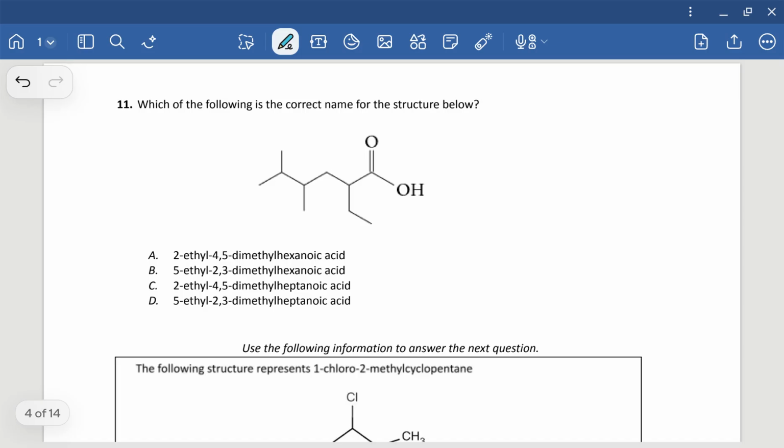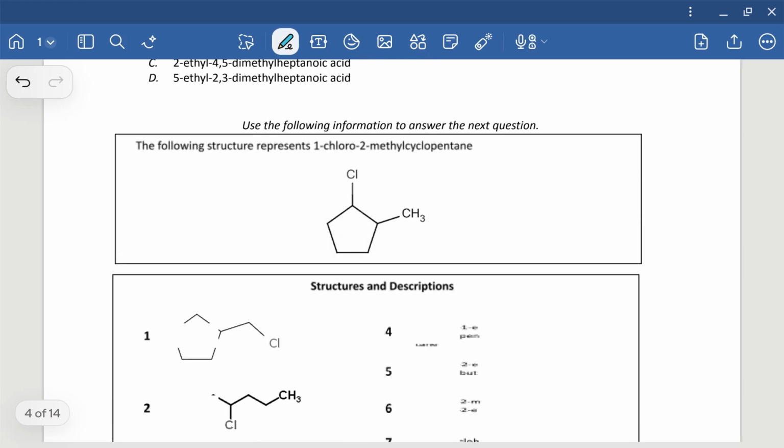Question 11, naming this correctly. So we would want to identify that this is a carboxylic acid. We want to also remember that your carboxylic acid always contains carbon 1. So 2, 3, 4, 5, and 6 is your longest chain. So on carbon 2, you have an ethyl group, and then 4, 5, you have a methyl group. So it looks like the answer for this first one is going to be A.